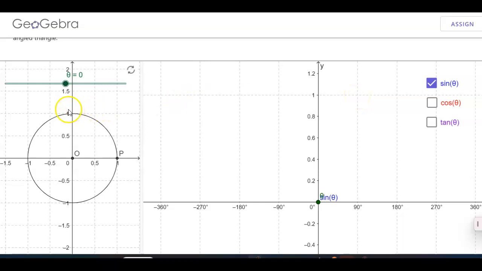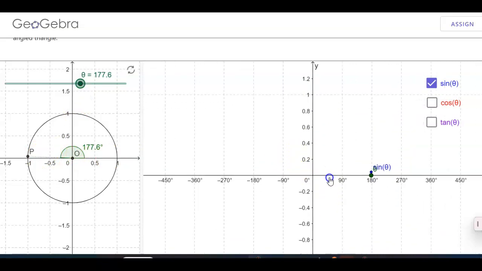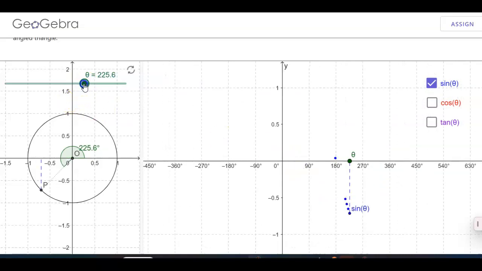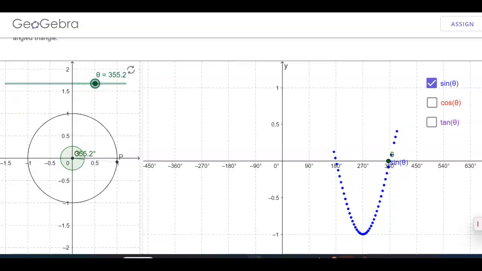But then as we keep going around the circle, the sine goes down, so we have this kind of curvature effect for the graph of sine. And I can keep going around, and then of course sine is negative in the third and fourth quadrant. So if I look at all this together, I can see this is one full rotation around this circle. So you can see how this graph looks.